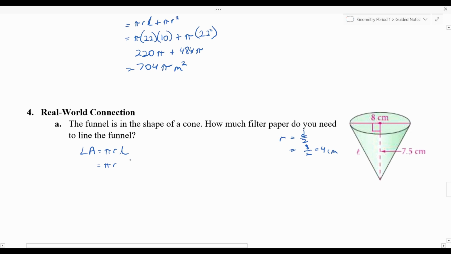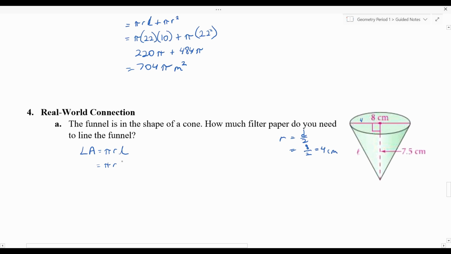Then we know that we need to get the slant. We don't know the slant, but we know that this length here is 4. The radius is 4. This right here now becomes a right triangle, right? I know that this length is 4. I know that this length is 7.5. I can find the slant if I use the Pythagorean theorem.